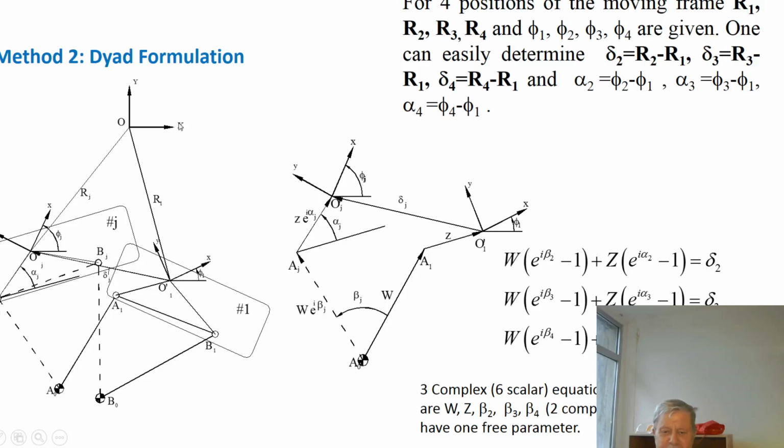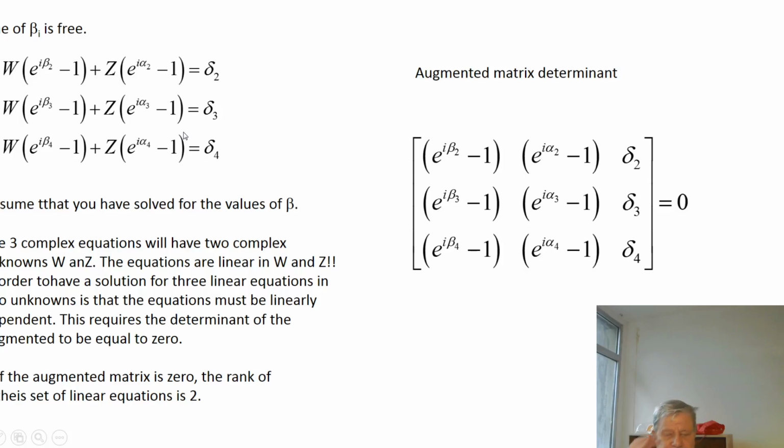That's very important. Normally what we do is we have to solve these equations given a value of beta 2. Or beta 3, beta 4, it doesn't matter. We have to solve the remaining six unknowns. Now, when I look at these equations, notice these six equations are linear in terms of W and Z. They are nonlinear in terms of beta 2, beta 3, and beta 4.